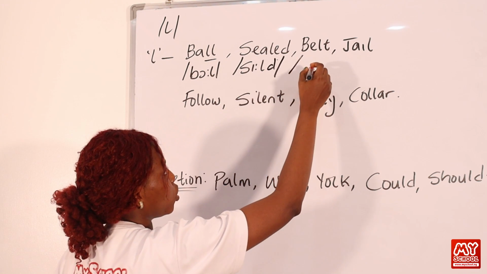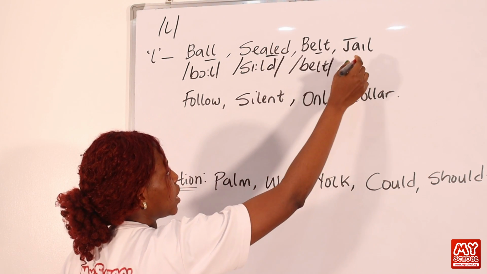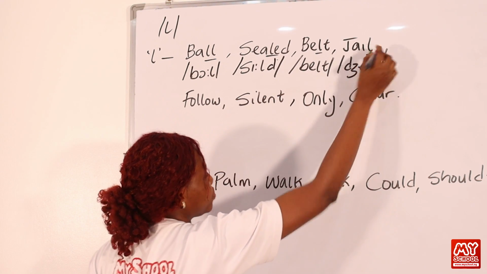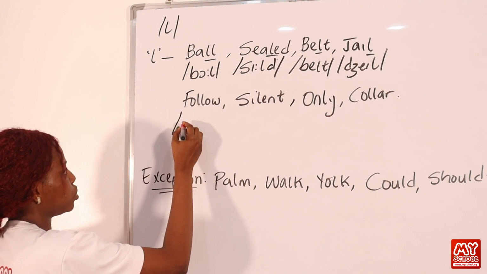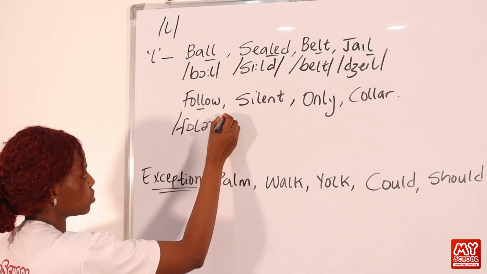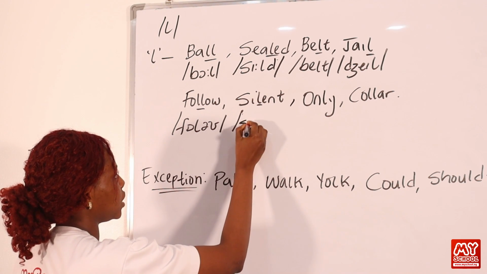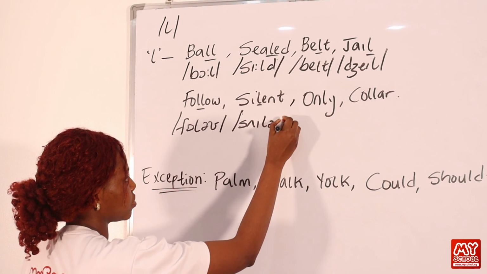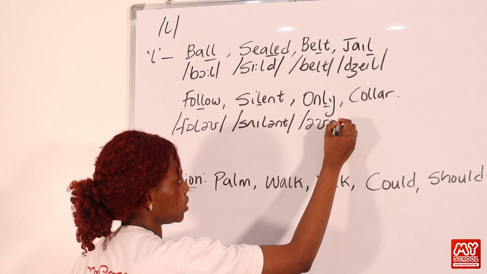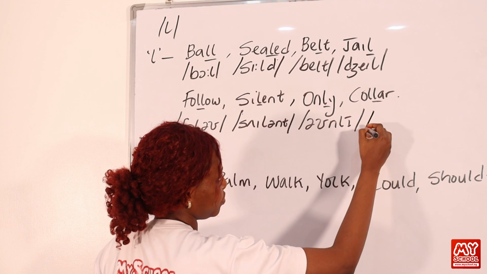And we have it in the word belt. And we have it in the word jail. We have it in the word follow. We have it in the words silent, only, and color.